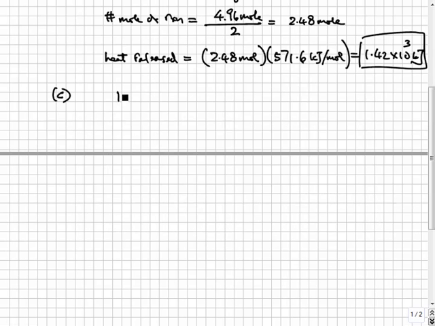C, you're given the delta H of vaporization of liquid H2O. That is the delta H of the reaction H2O liquid going into H2O gas, and that's given as plus 44.0 kilojoules. And we have the delta H for the reaction above.